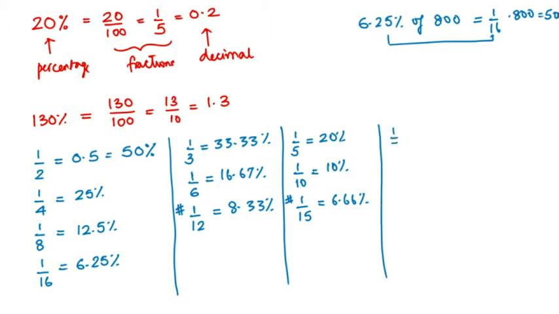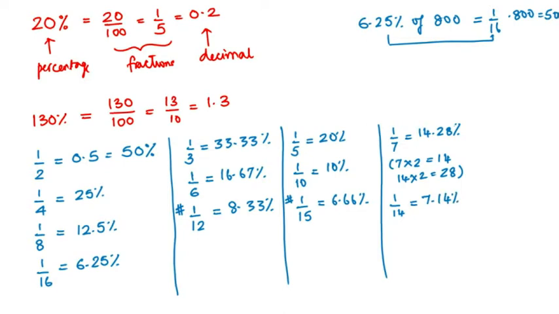1 by 7 is equal to 14.28%. How do you remember this? 7 into 2 is equal to 14. 14 into 2 is equal to 28. That is how I ask my students to remember. So 1 by 7 is equal to 14.28%. 1 by 14 would be half of that, 7.14%.